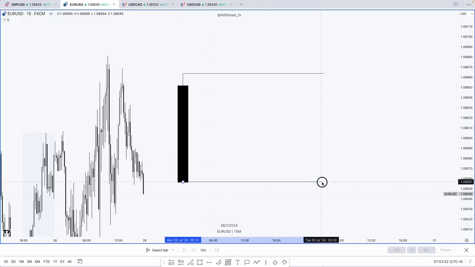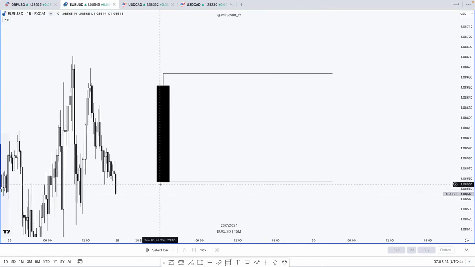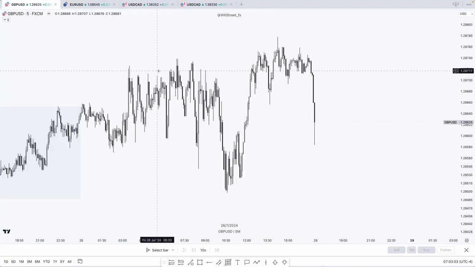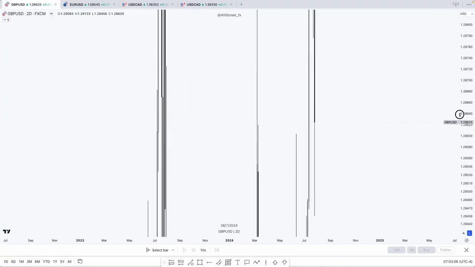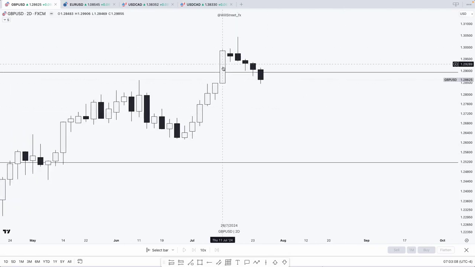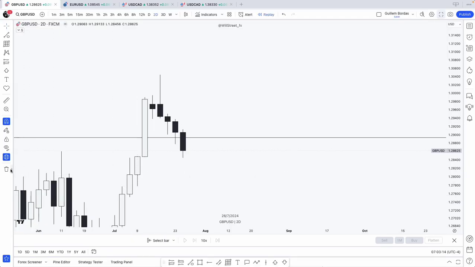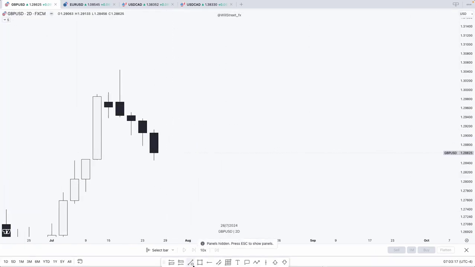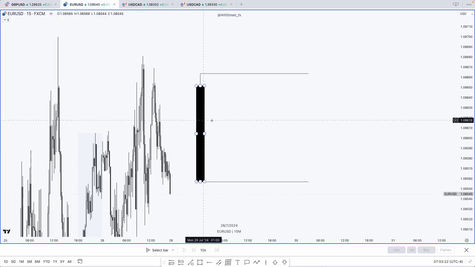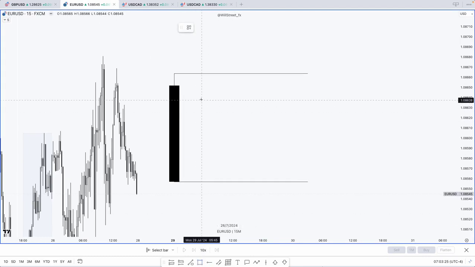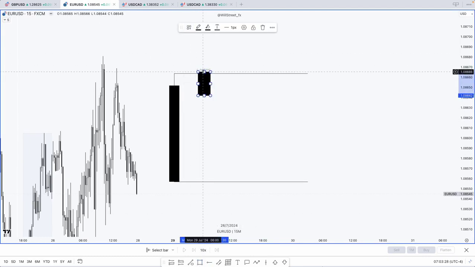But this is something that you can learn. So in this case, imagine this was a 2-day chart. You see, 2-day chart. Look at the down liquidity. Complete. You see? So this is a 2-day chart, and the down liquidity is complete.